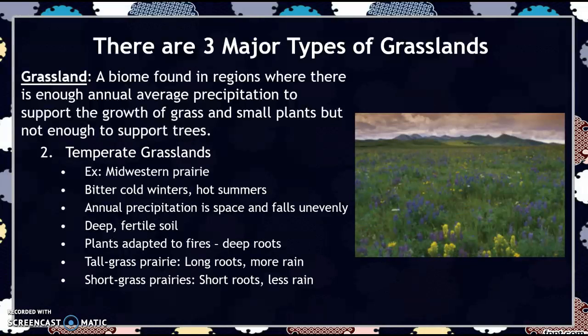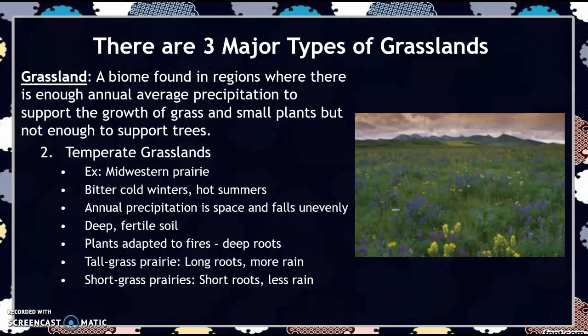Our second type of grassland we are all very familiar with. It's the Midwestern Prairie. Here we have very cold winters, very hot summers. Annual precipitation is sparse and falls unevenly. We have deep, fertile soil, and our plants are adapted to fires. They've got very deep roots, so if the fire goes through the prairie, only the tops of the plants burn and the roots can come back and grow more plants.